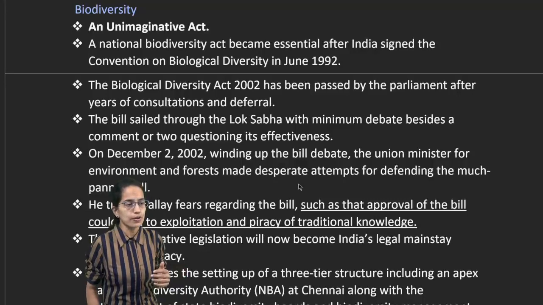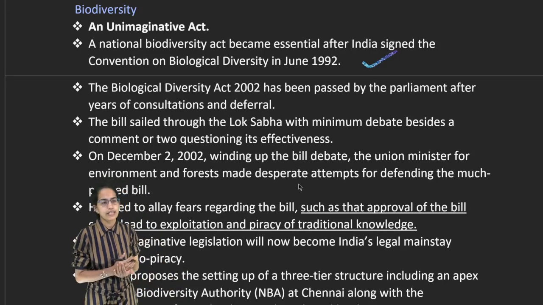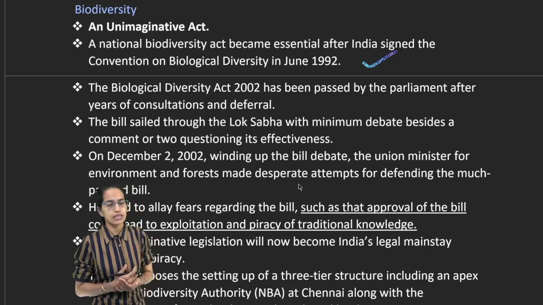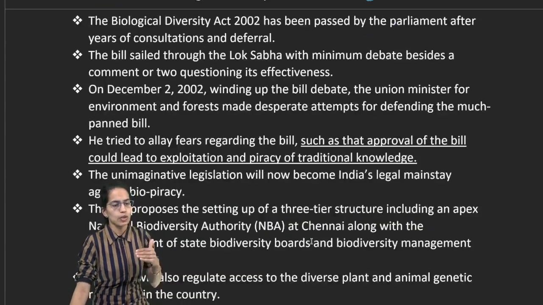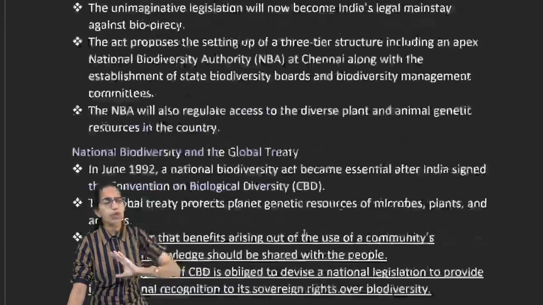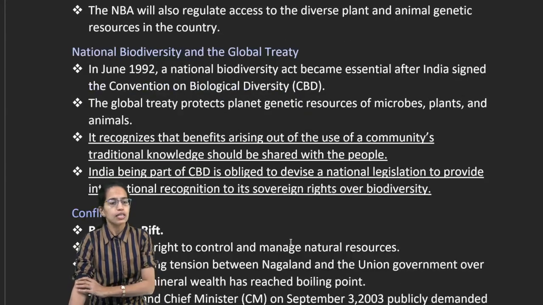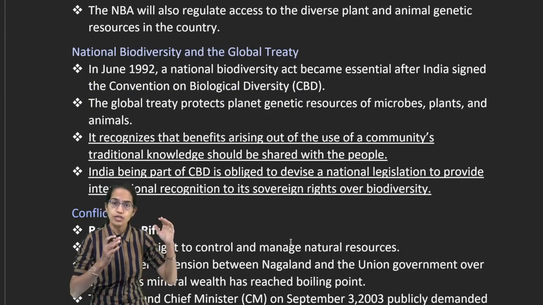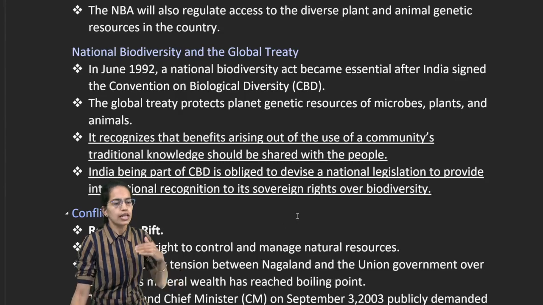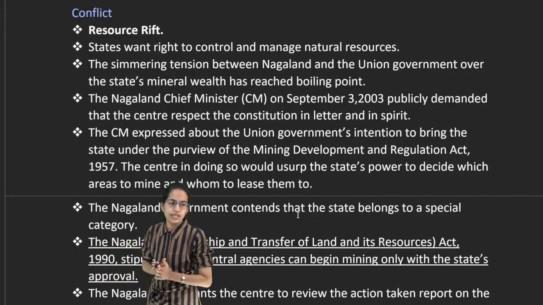The next is biodiversity. Now, the Convention on Biodiversity was signed in 1992. Then there was the Biodiversity Act in 2002, and the idea is to understand that there have been various authorities, but the aim is managing the national biodiversity, recognizing the benefits out of the community's traditional knowledge, and sharing that with the people.